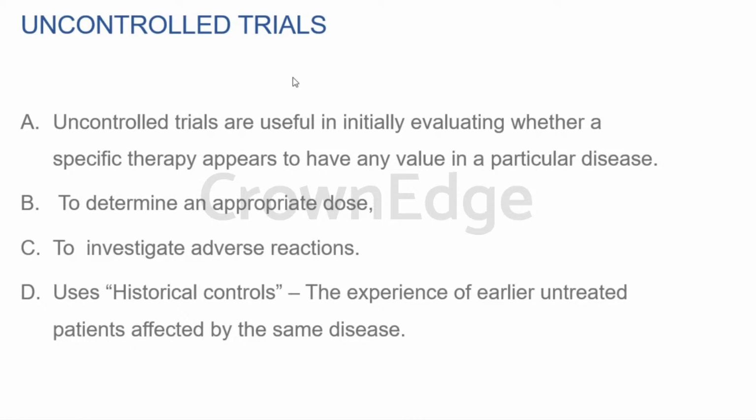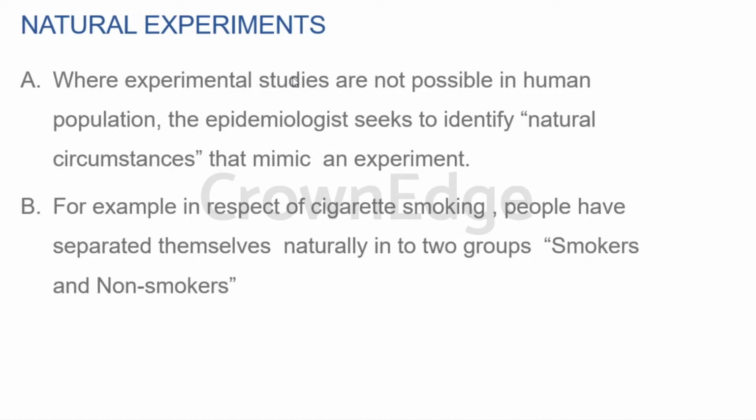In uncontrolled trials you use historical controls. That is, you see records of patients who are affected by the same disease and use the details of those studies as your control data.